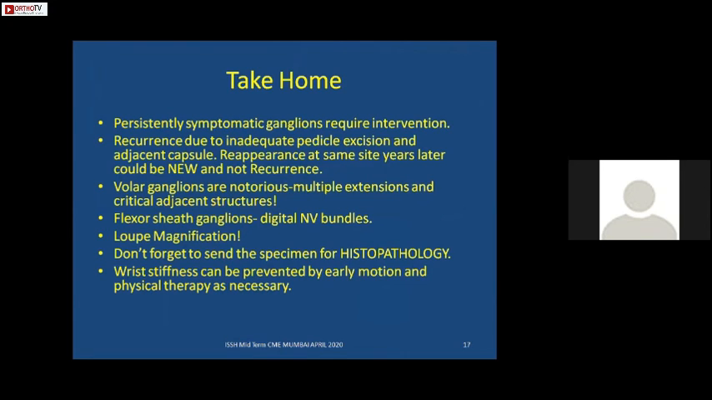And so take-home points will be: persistent symptomatic ganglions require intervention. Recurrence is usually due to inadequate pedicle excision and inadequate capsular excision. The reappearance at the same site years later could be new and not the recurrence. Volar ganglions and the flexor sheath ganglions are notorious because of the critical adjacent structures, and hence loupe magnification is worthwhile in these particular swellings. Don't forget to send this specimen for histopathology, and wrist stiffness can be prevented by early motion and physical therapy as necessary.